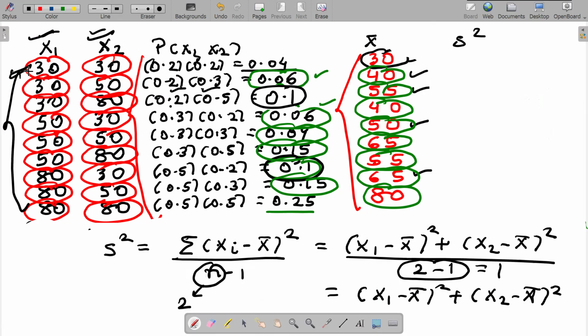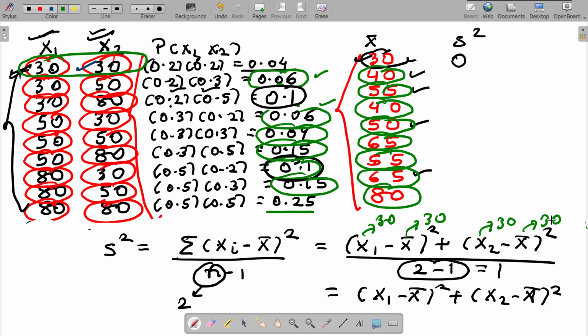That means 30 minus 30 square plus this 30 minus the mean 30. So it comes out as 0. I can erase this and just write 0. Remember, for the first combination, x1 is 30, X bar is also 30. Students can see that. x2 is 30, X bar is also 30. So S square comes out as 0.